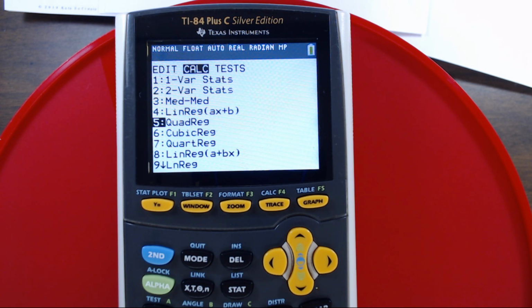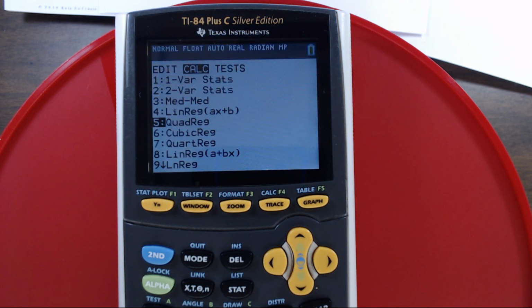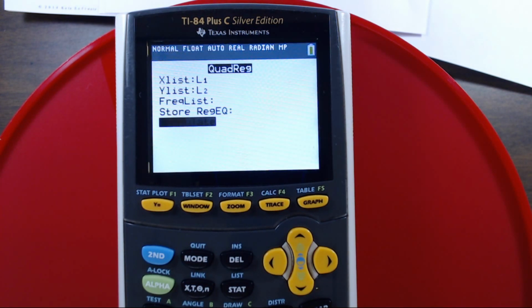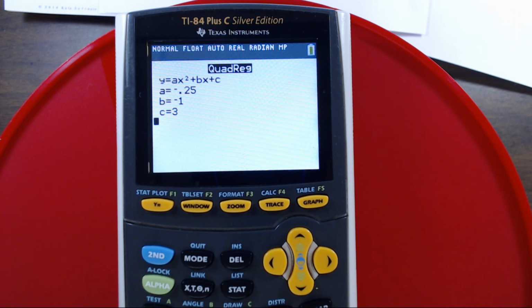Right here. Now, then you create your XY table. Just take the points, put them in here, then stick those into stat edit, stat calc, quad reg. And it's going to give you A, B, and C. C should always be the y-intercept. And this is standard form for the quadratic equation, y equals ax squared plus bx plus c. Graph it.